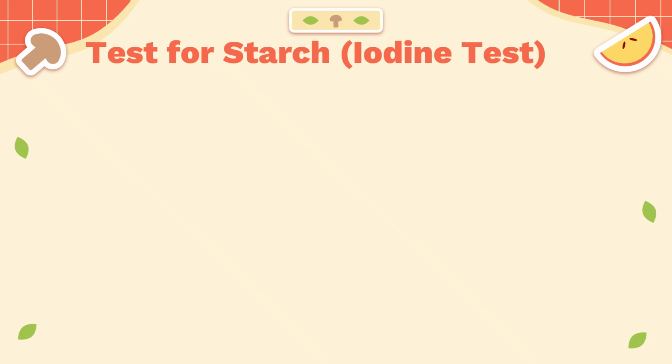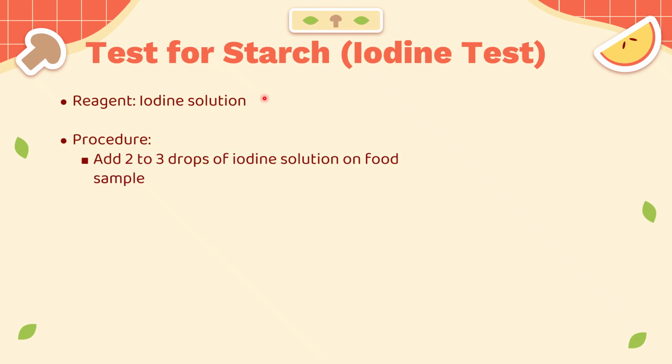So let's start with starch, or what we call iodine test. The reagent is known as iodine solution, and I think many of you are familiar with this because of what you did in primary school, I presume. So the reagent for starch test is iodine solution. The procedure is very simple. You add 2 to 3 drops of iodine solution on the food sample. And it is just like that. It is a very straightforward procedure.